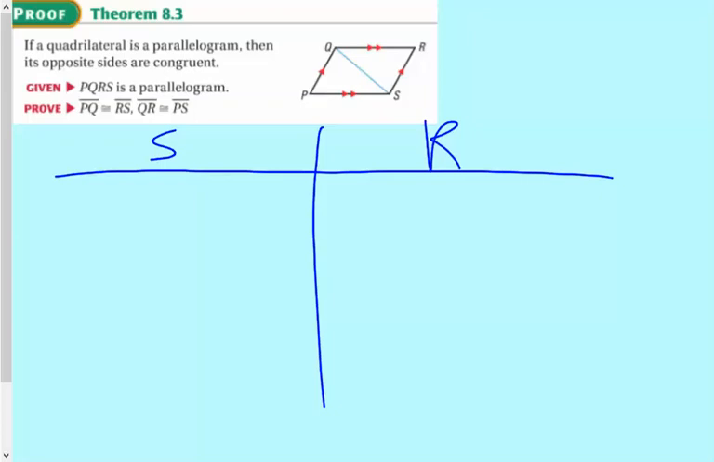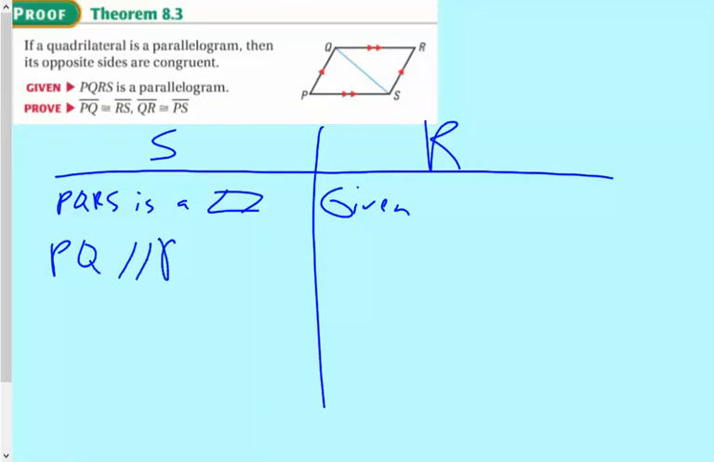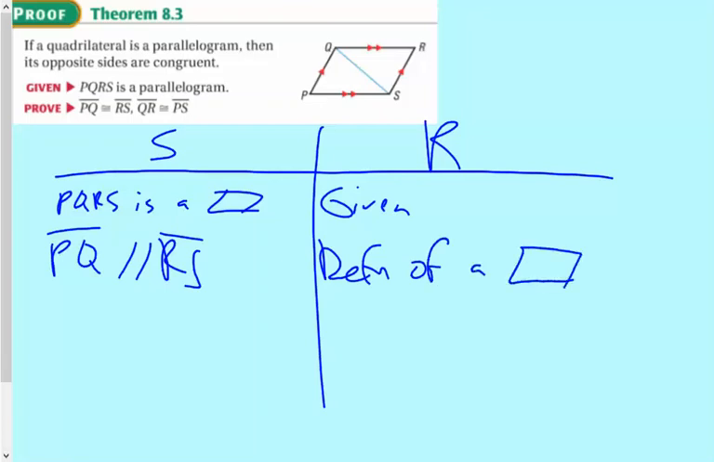So we're going to start with, given that PQRS is a parallelogram. So by default, we're going to say that PQ is parallel to RS. That is the definition of a parallelogram, so you have to actually state that there. Now, I'm not going to say the other lines are parallel, because what I'm going to do here is use this transversal. And I'm going to call this angle 1 and this angle 2. Because those two lines are parallel, angle 1 is congruent to angle 2 by alternate interior angles.